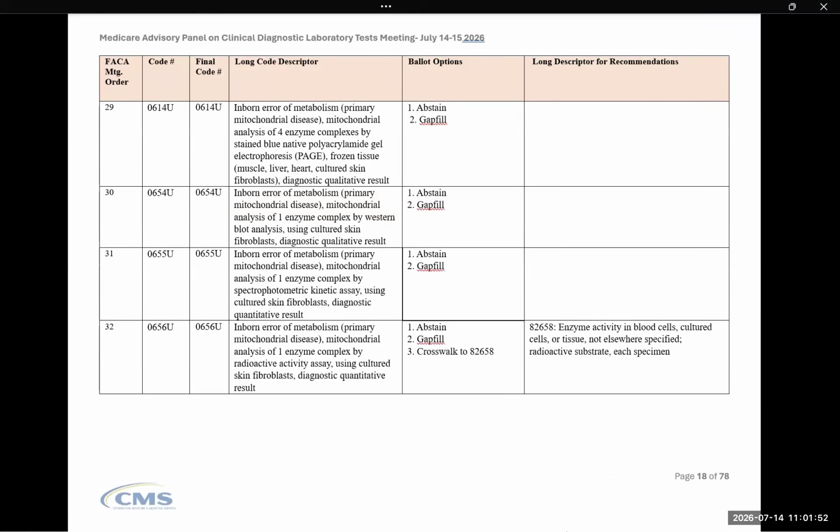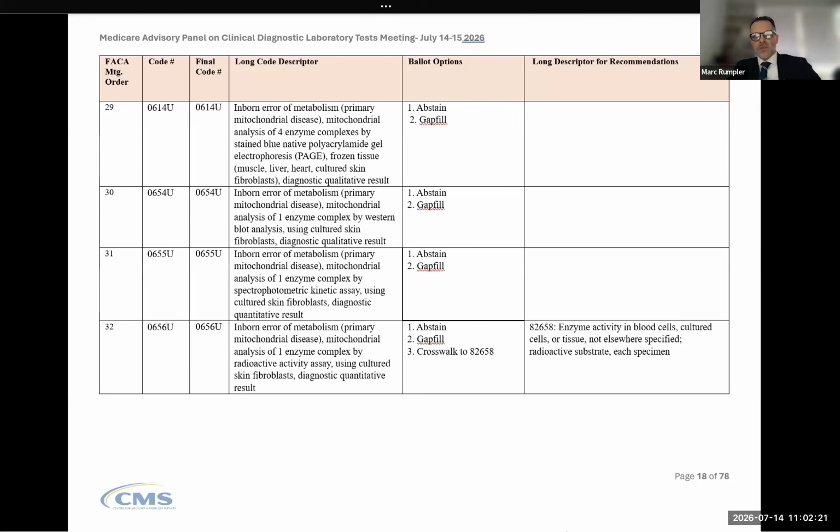All right, next up, we have 0614U, and I believe Dr. Rumpler will be taking this one. Yes, thank you. Notably, 0614U was evaluated without a dossier submitted to this panel by the sponsor. 0614U is a test for primary mitochondrial disease that separates and stains 4 mitochondrial respiratory chain enzyme complexes into a single gel. Uses tissue and produces a qualitative diagnostic result.